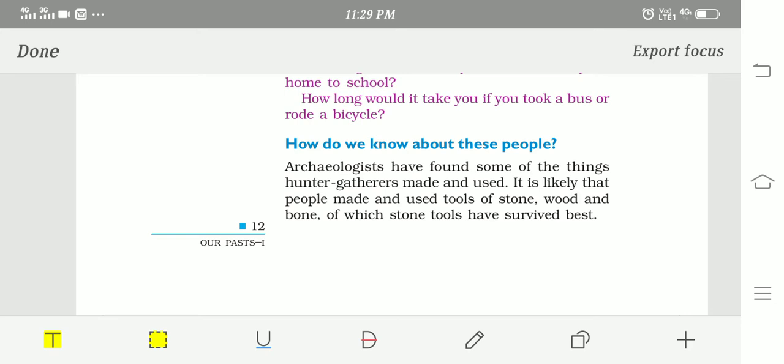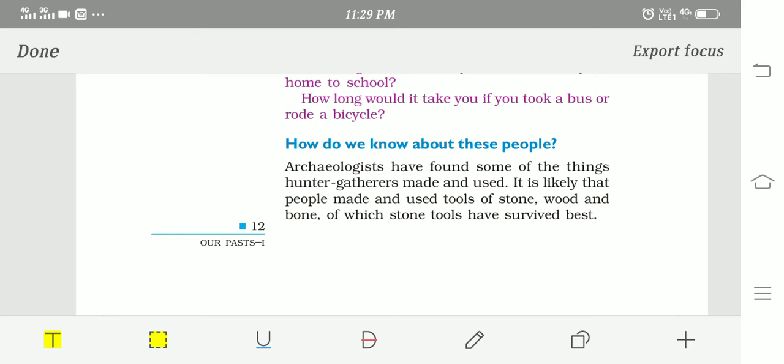Now let's see, how do we know about these people? How do we come to know which kind of animals they used to have, where the people used to live, what kind of life they had? If we are saying that they used to live nearby the river, how do we know what their lifestyle was? This question arises in our mind, and it has been answered by the archaeologists.